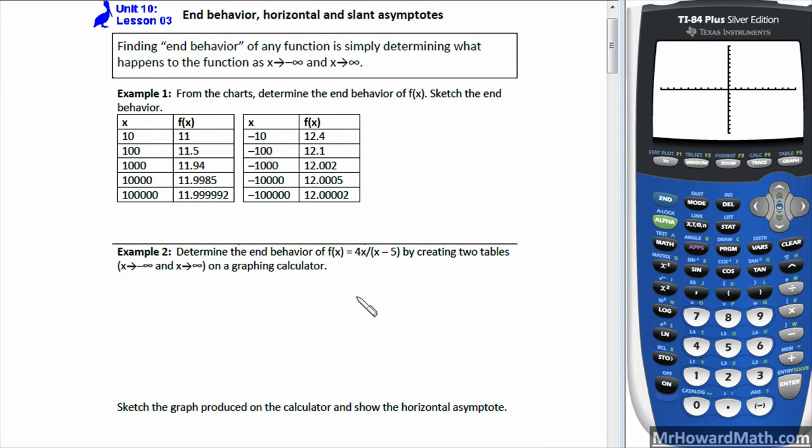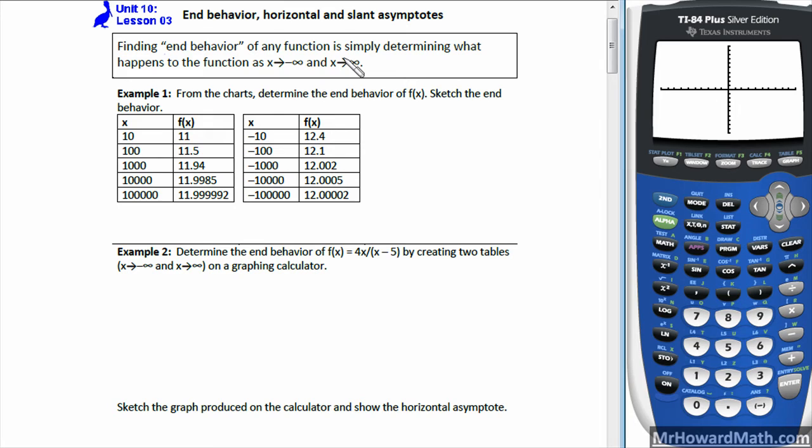All right, in this lesson we're looking at rational functions still for Unit 10 here, and we're looking today at end behavior and horizontal and slant asymptotes. So, finding the end behavior, which we talked about before, for example in our unit on polynomials.